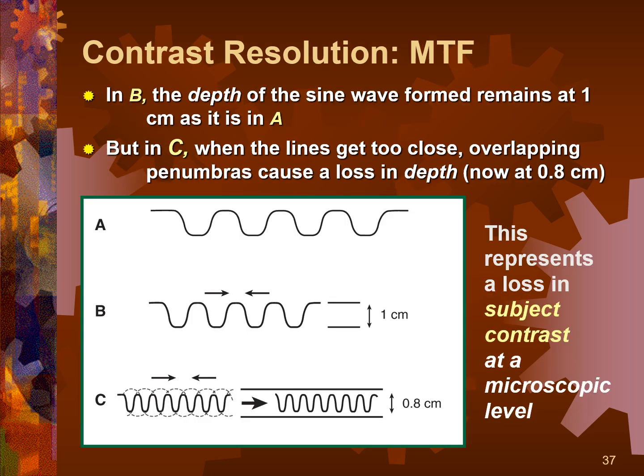Okay, so increasing the frequency, eventually you get penumbra overlap and you don't get a true peak. And remember, the peaks represent radiolucency. And so you don't really display radiolucency and you lose the ability to display two different colors at that point.